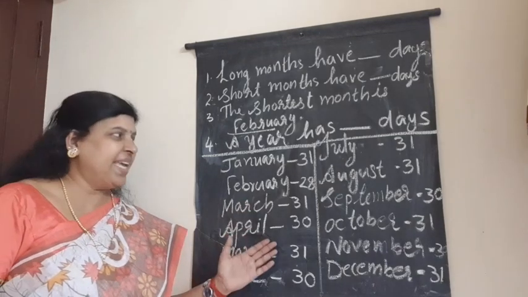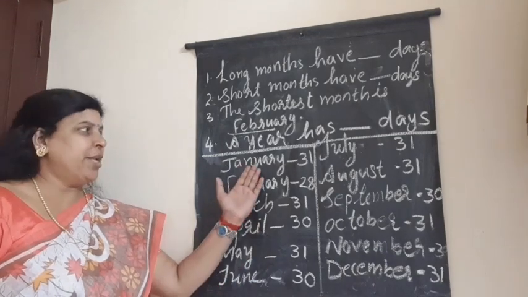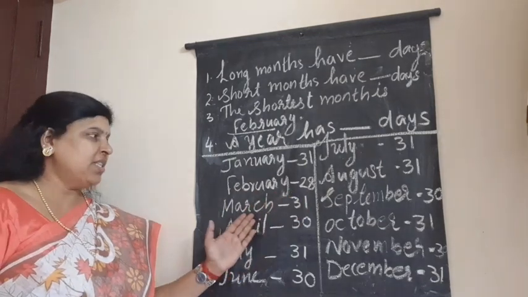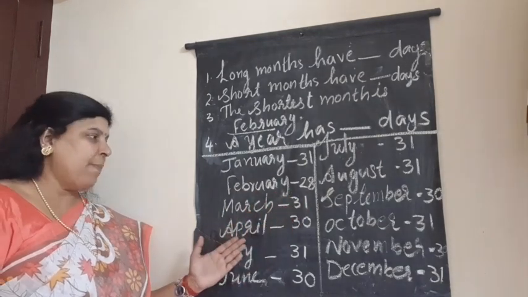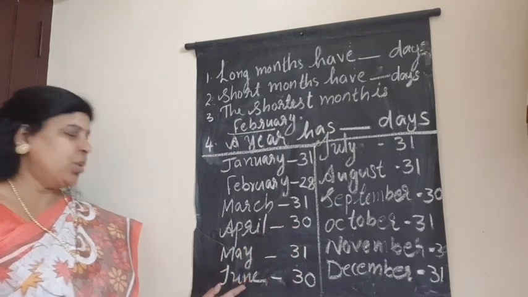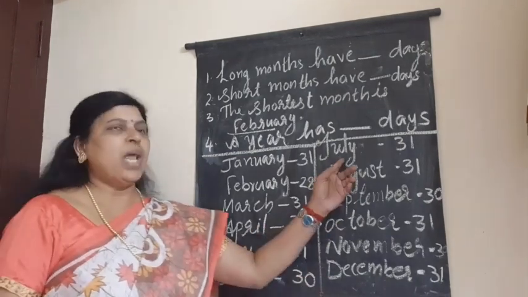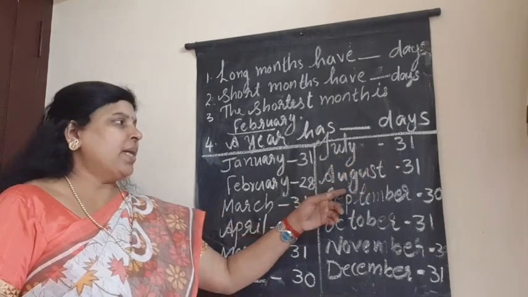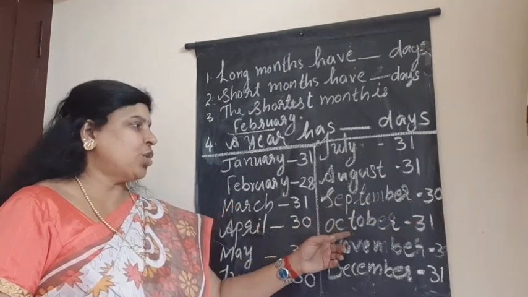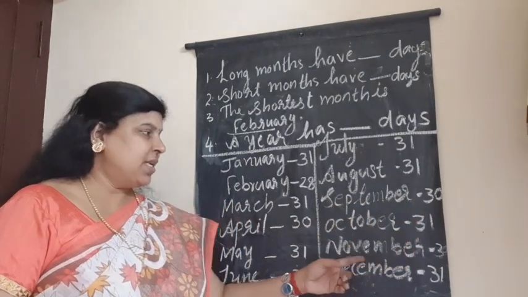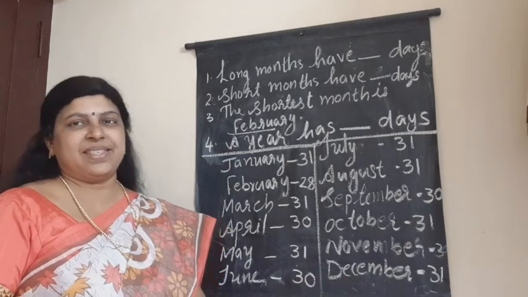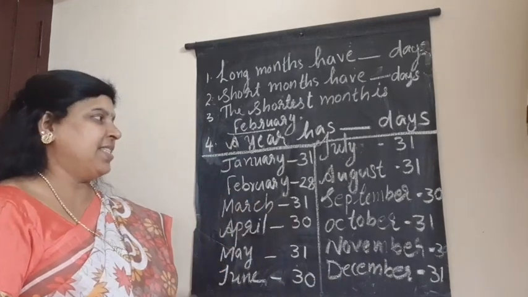So these are the days in each month. January, 31 days. February, 28 days. March, 31 days. April, 30 days. May, 31. June, 30. July, 31. August, 31. September, 30. October, 31 days. November, 30 days. And December, 31 days. See, these are the days.